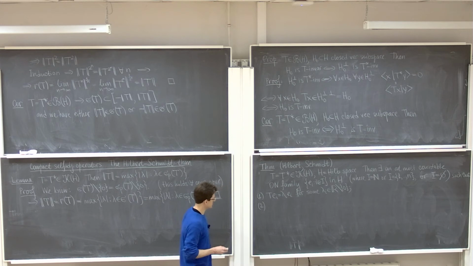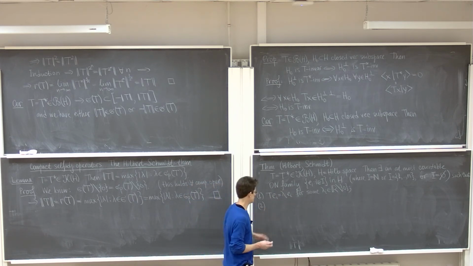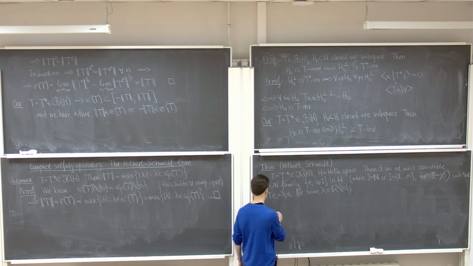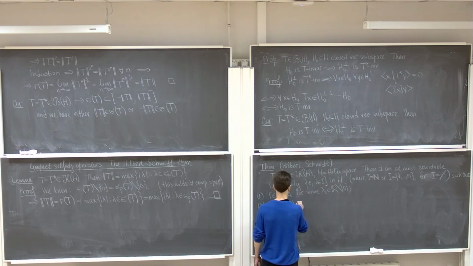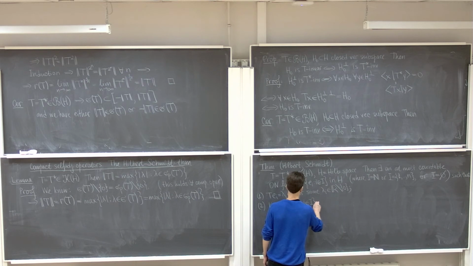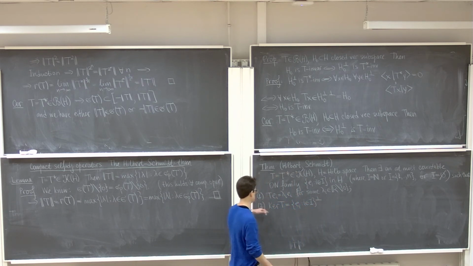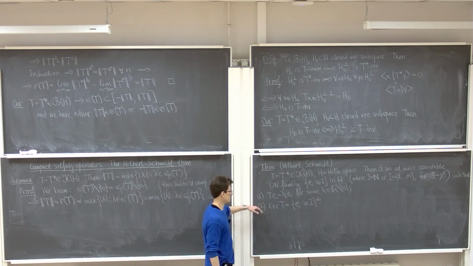Second, the orthogonal complement of the set of all these vectors is precisely the kernel of T. This is the orthogonal complement of this family. So basically, these two statements completely describe the behavior of our operator. It acts as a diagonal operator on the closure of the linear span of this family, and it is 0 on the orthogonal complement.